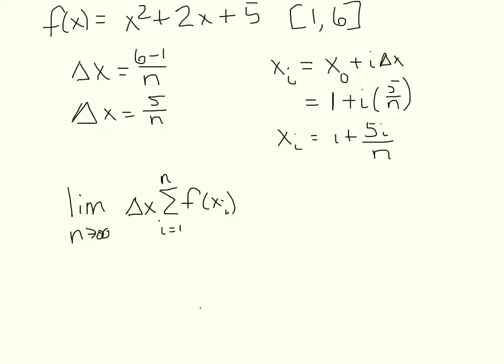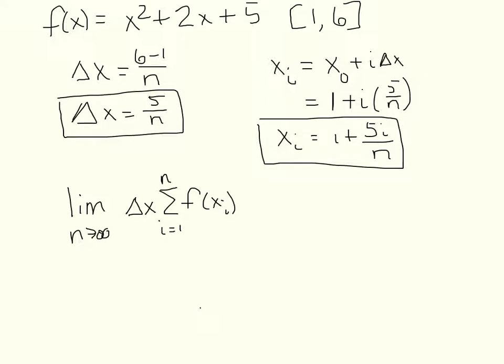So these are the two most critical pieces to using the limit definition, because as you see in the formula down here, delta x appears out in front of the summation, and we need to figure out what f of x sub i is, so clearly x sub i is going to be a big deal. So those are going to be the two expressions that we're going to use in place of delta x and x sub i in our limit definition.